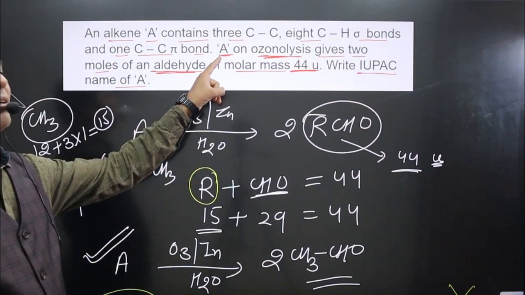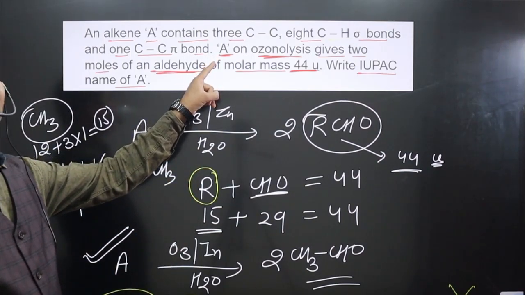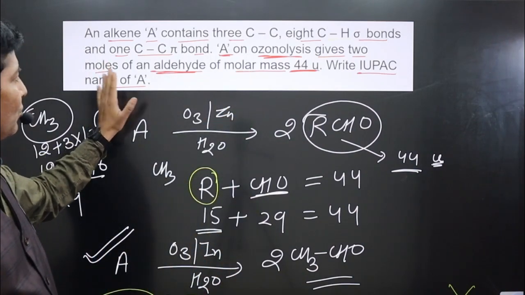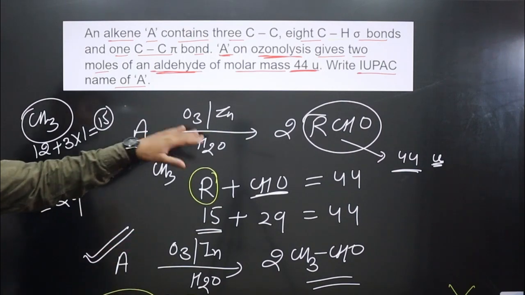The chemical formula is what we have. The compound A is a butene which undergoes ozonolysis and produces 2 moles of aldehyde having molar mass 44 unit.